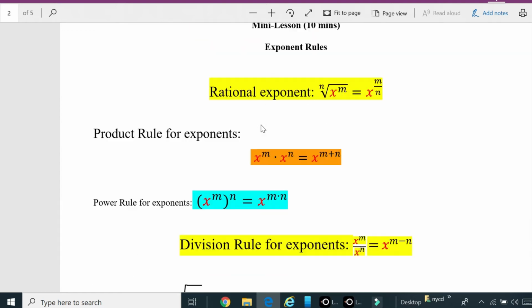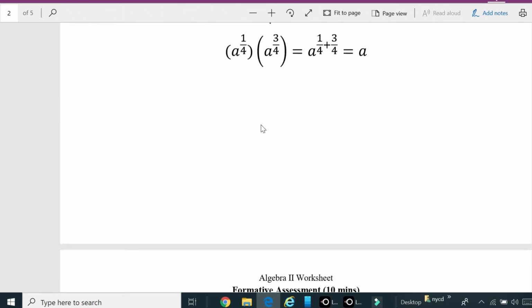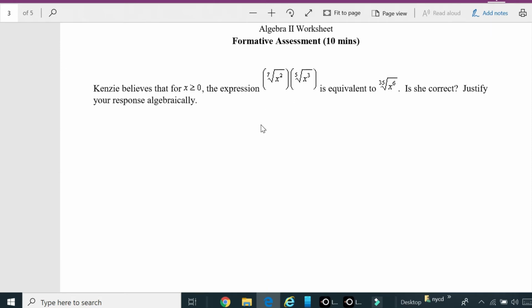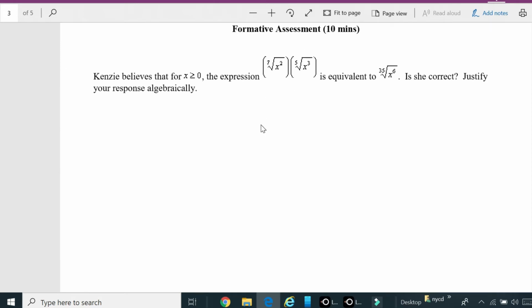So what else did we have? We go to the formative assessment here. A lot of people didn't understand it. So same thing here, I'm going to write the formula on top. The nth root of x to the m will equal x to the m over n.